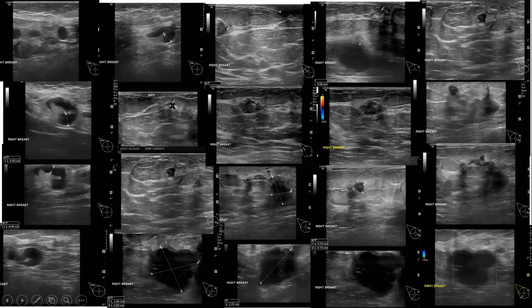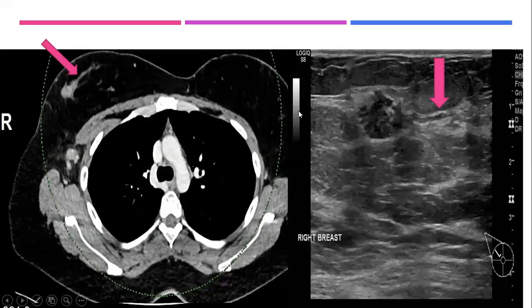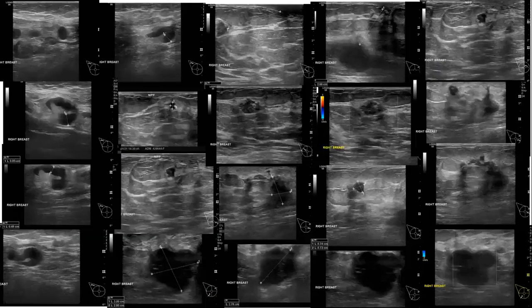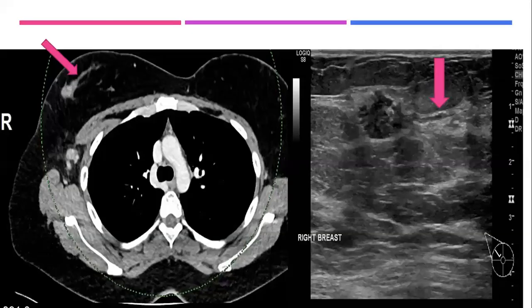Okay, this is upper outer. Upper outer. Okay, upper inner. So this is what we have seen, all representing, and even here you have duct extension to the nipple. So this is a case of multicentric disease. It confirms that it is multicentric.